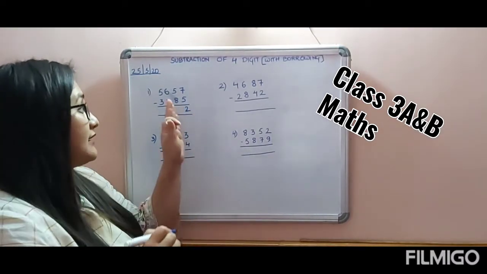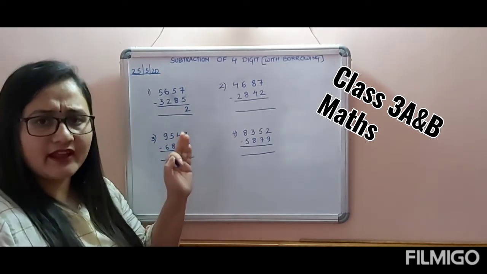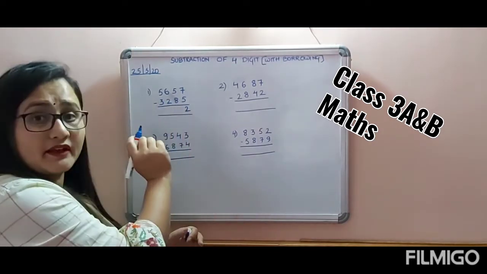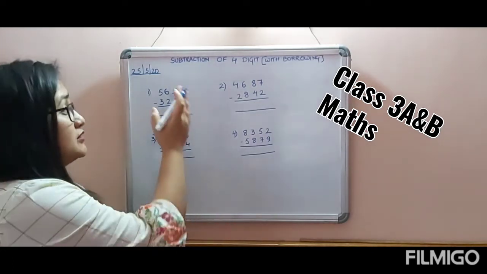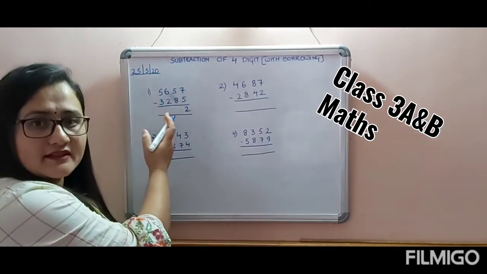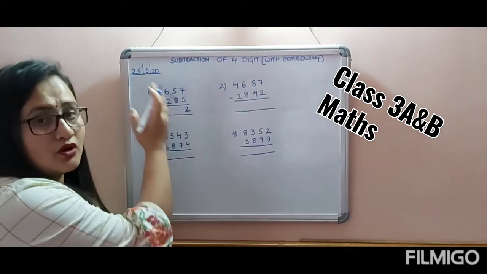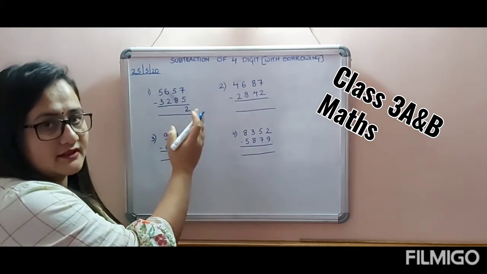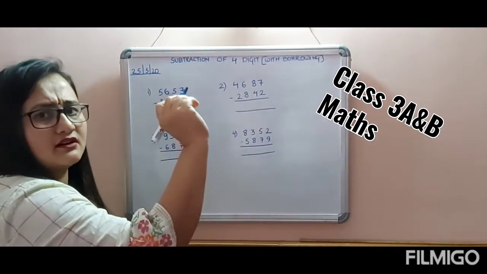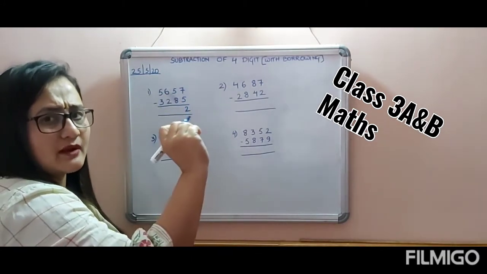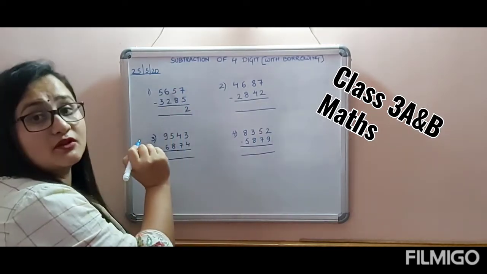Then, can we subtract 8 from 5? No, because 8 is the bigger number and 5 is the smaller number. So what we will do? We will borrow one from the hundreds place. While borrowing, do not scribble. Just make a sharp cut so that your numbers are visible, what you have cut.